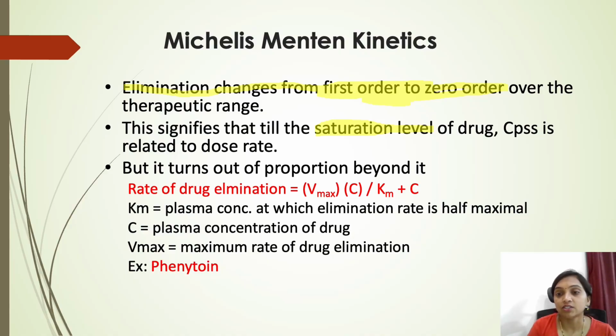That is when it has reached a steady state plasma concentration. Here the rate of drug elimination is given by this formula. This is also very important, they keep on asking. Rate equals Vmax times plasma concentration divided by Km plus C. Km is the plasma concentration at which the elimination rate is half maximum. C is the plasma concentration of the drug. Vmax is the maximum rate of drug elimination. So phenytoin at higher doses will shift from first order to zero order.